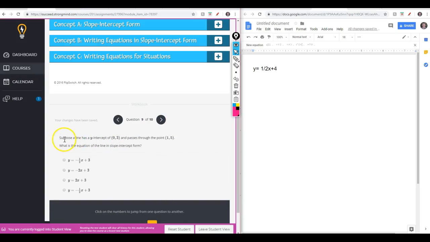Right, question 9. Suppose a line has a y-intercept of (0, 3) and passes through the point (1, 5). What is the equation of the line in slope-intercept form? Okay, so this does not give us our slope. It does give us the y-intercept. The y-intercept was given that it was at (0, 3).